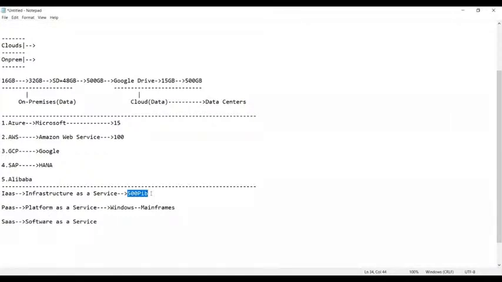And then you have Software as a Service. Software as a Service, what does it do? This is a service, guys, which is provided in the form of software. Suppose you require some software to work in your environment, such as some applications.